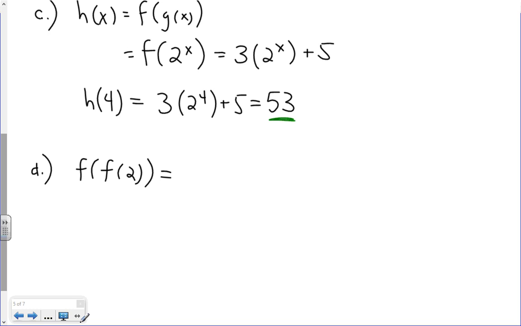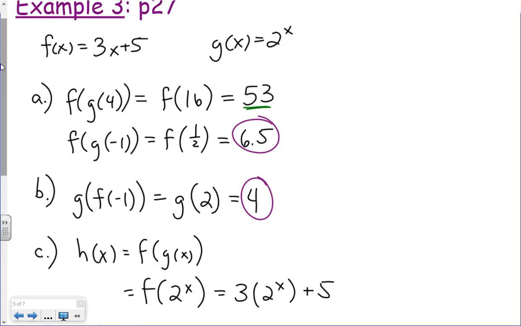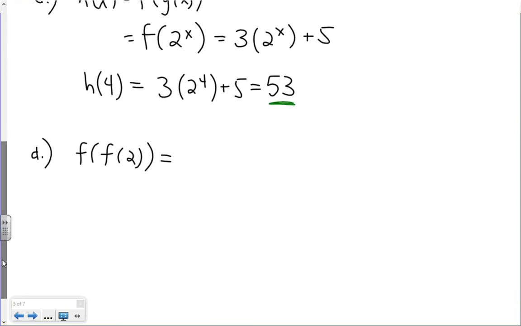So this says first start out by plugging 2 into function f. Okay, well function f again is this function 3x plus 5. If I plug 2 in there, I get 3 times 2 is 6 plus 5 sounds like 11. So this would be the same as f of 11. Again, I'm replacing the f of 2, the inside part there, with 11.